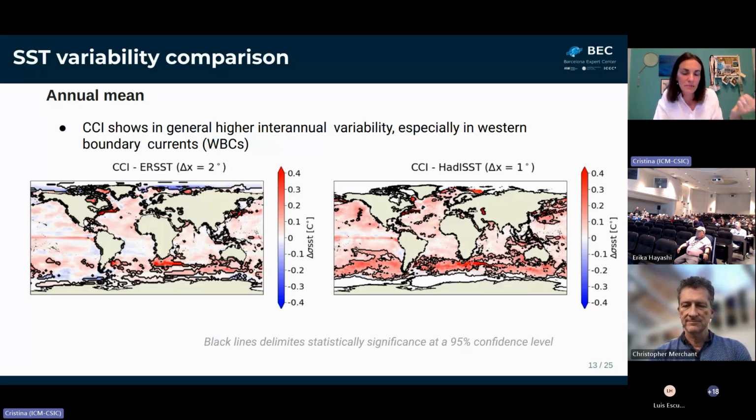As Chris pointed out, we are talking about temporal variability, but I think it's both, temporal and spatial variability. In the end, the CCI is resolving higher spatial variability too. When we interpolate to the coarse resolution, it's still resolving higher variability. So it can be both in the end.